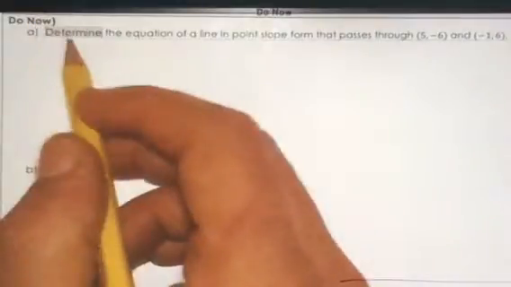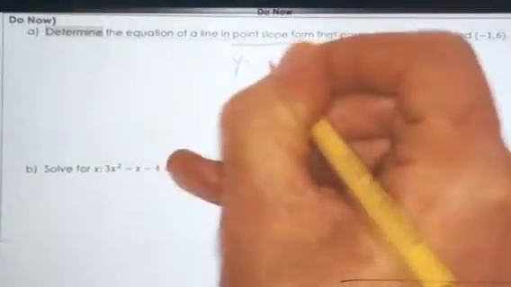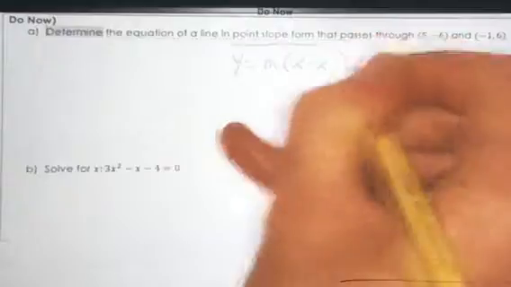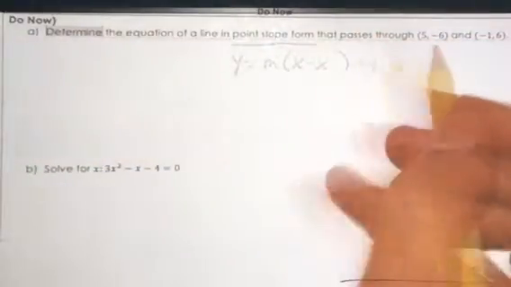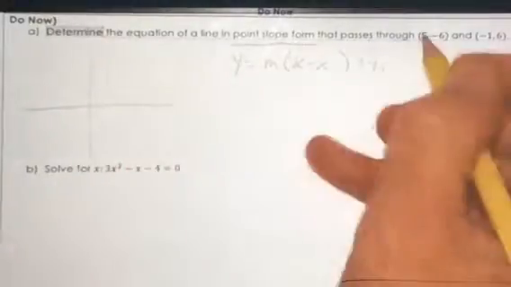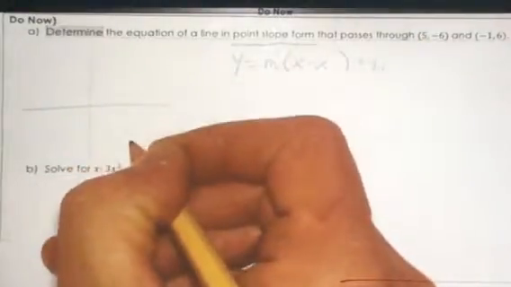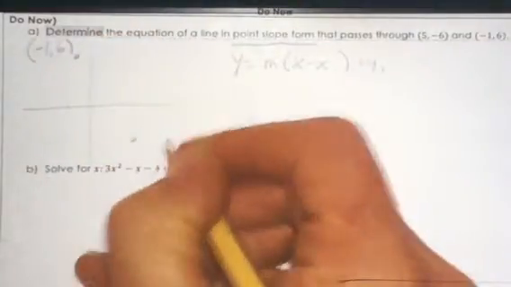Okay, do now. Determine the equation of a line in point-slope form. That's y equals the slope times x minus x1 plus y1, that passes through (5, -6) and (-1, 6). (5, -6) is about here, and (-1, 6) is about here. We're finding the slope.